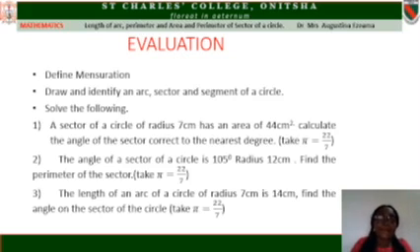Number 3: the length of an arc of a circle of radius 7 cm is 14 cm. Length of an arc now. Find the angle of the sector of the circle, taking pi equals 22 over 7.